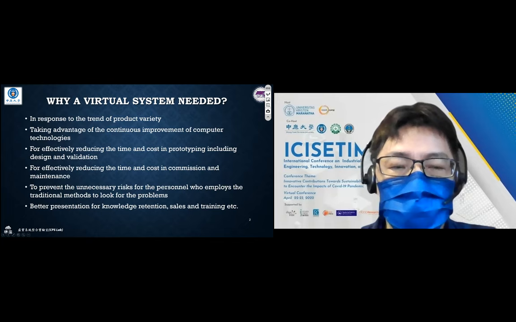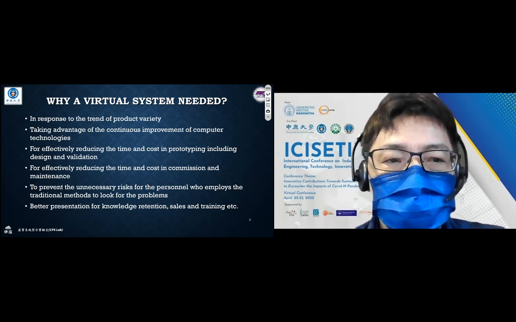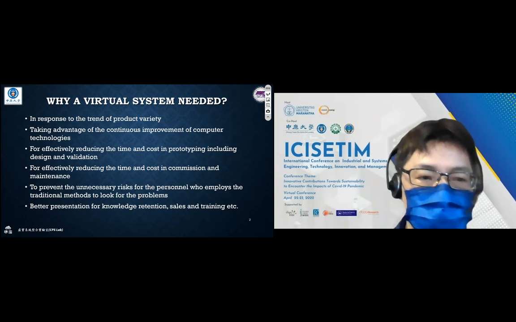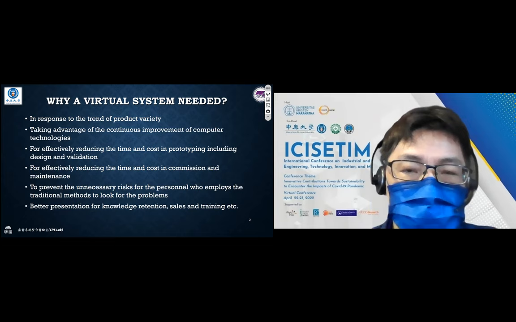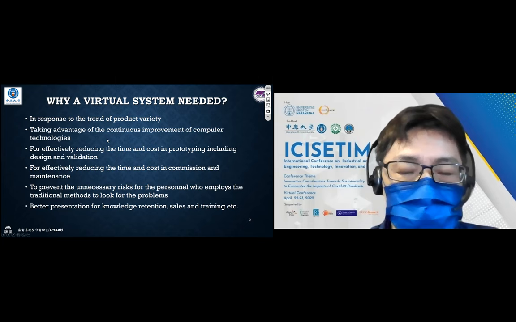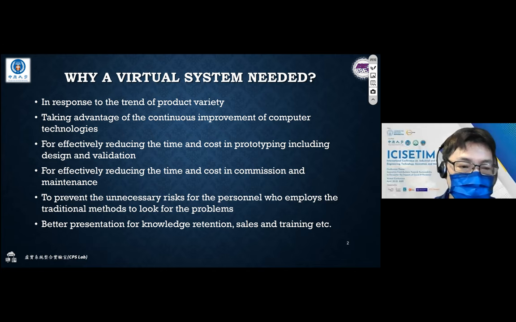Right now, I would like to say why we need a virtual system. In the past, the products from mass production were the major part of the goods. But until recently, the taste of the people started changing. So people would like to have more choices for their taste. That's why we need something to respond to the trend of product variety.